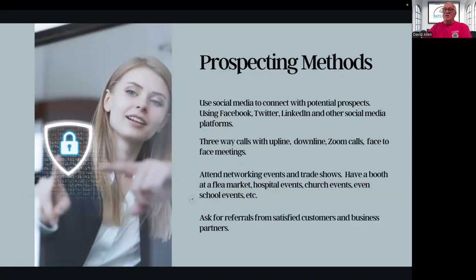Now, prospecting methods. There are a lot of prospecting methods out there. What you want to do is start with social media to connect with your potential prospects. When I say social media, I mean start putting content on your social media of things that have happened to you, to build that relationship with the people that you have on your Facebook, your Twitter, your LinkedIn, and other social platforms. And then introduce the product without making any medical claims.